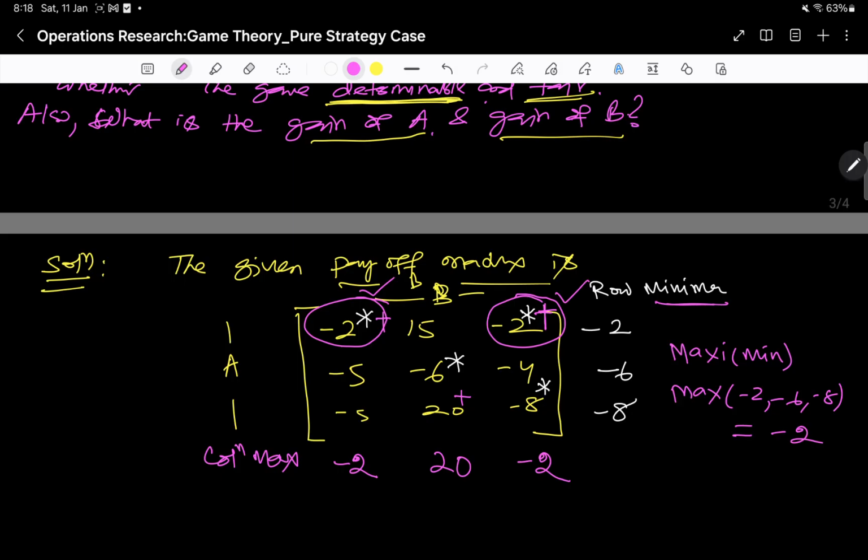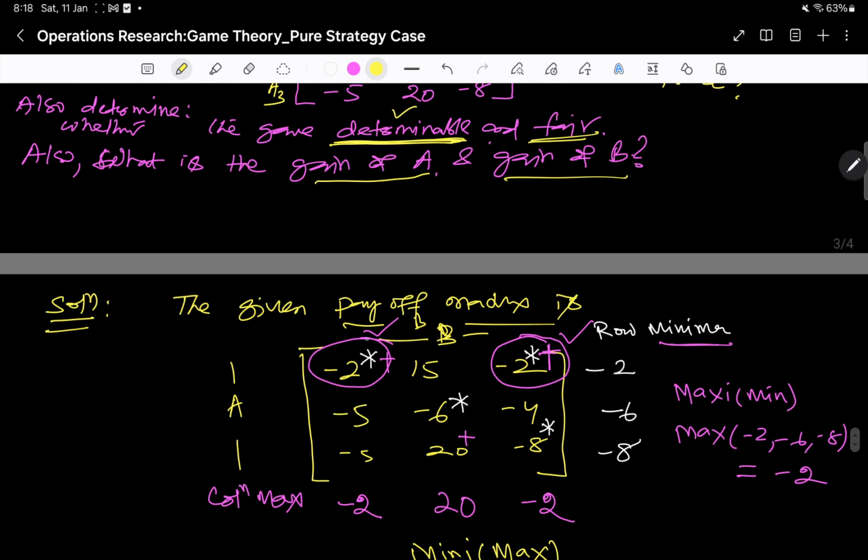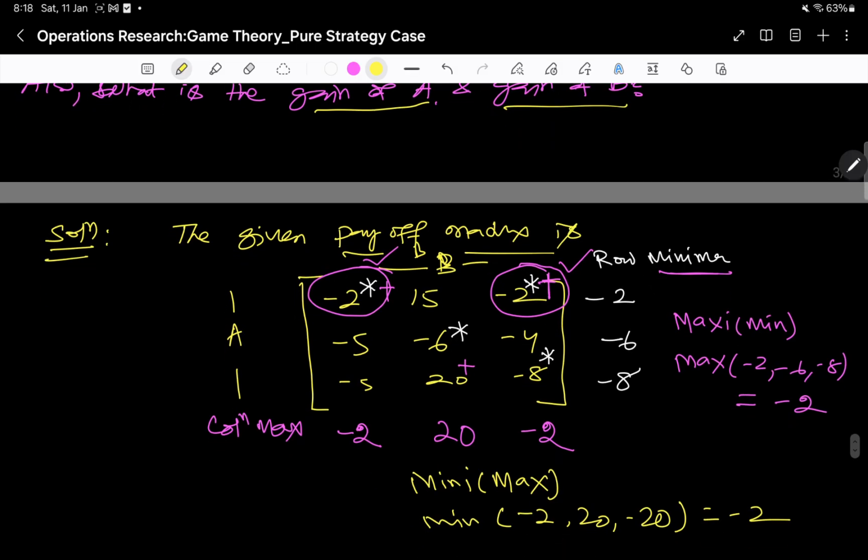Right, and from B's point of view, I have to find the minimax value. That means the minimum among all these maxima: the minimum of minus 2, 20 and minus 2. It is of course minus 2. So this minus 2 is my saddle point. I can denote it V lower bar and V upper bar.